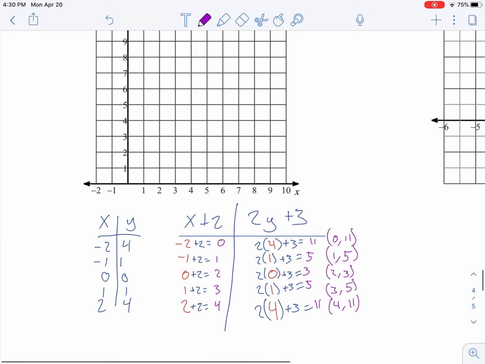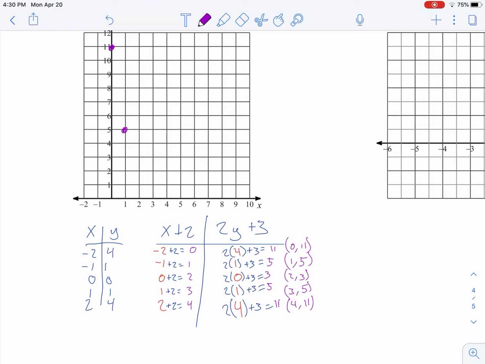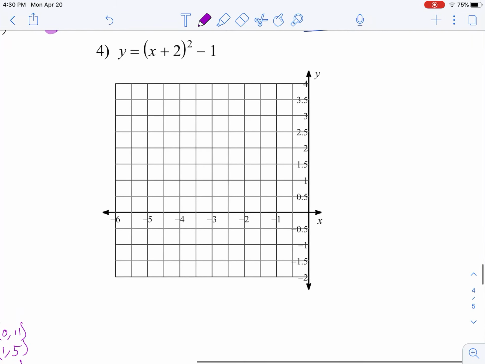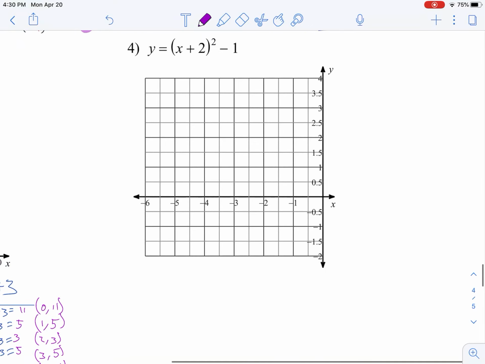So (0, 11) is all the way up here. (1, 5). (2, 3). (3, 5). (4, 11). It's really poorly drawn. But my points are correct. All right, and the last one. This is the most simple. There's only two changes taking place here.